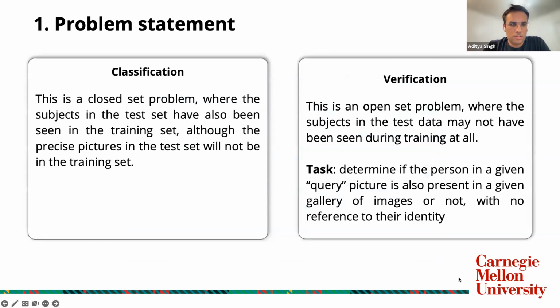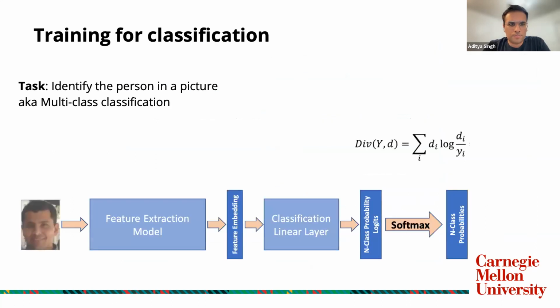Okay. So yeah, we just talked about it. Classification is closed set, verification open set. So let's talk about training. What task do we have at hand? How does that impact how we train our models?